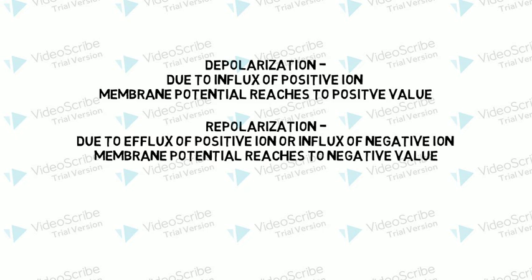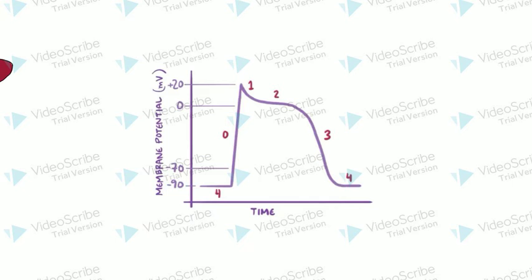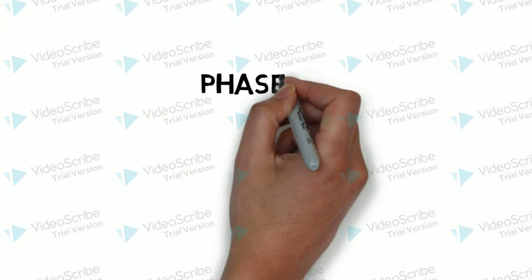Now the myocardial action potential. If we plot a graph of membrane potential against time, we see this type of graph of ventricle muscle. It is divided into four phases: phase 0, phase 1, phase 2, phase 3 and phase 4 respectively. First, phase 4 or the resting phase.